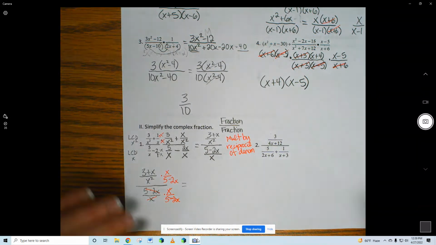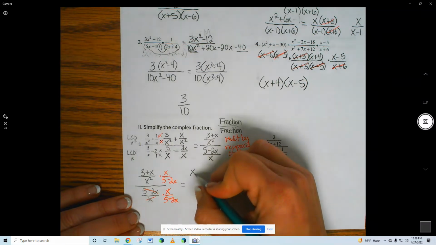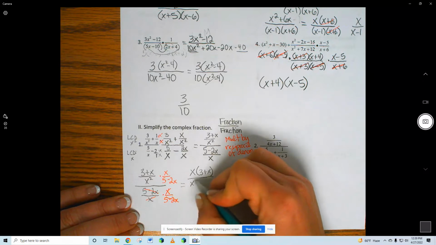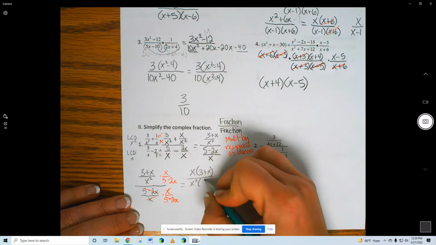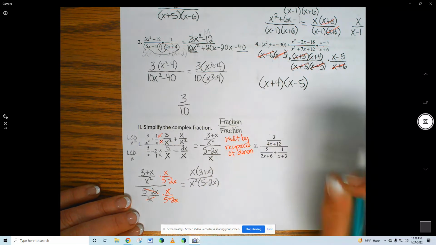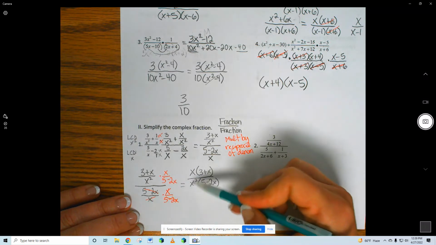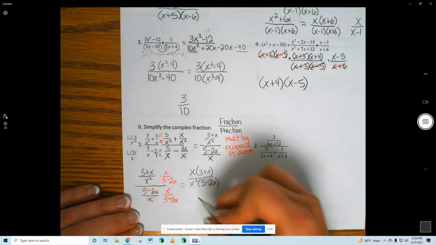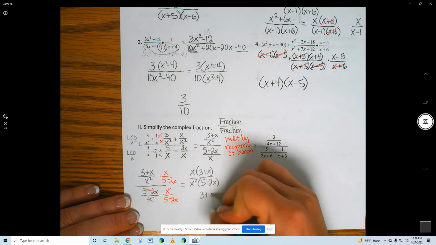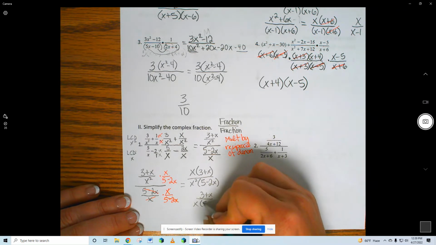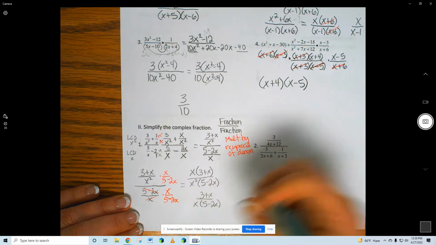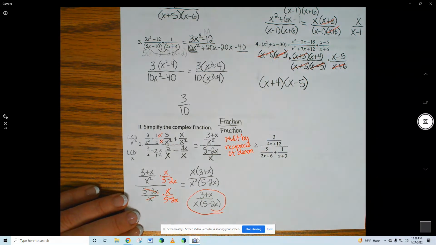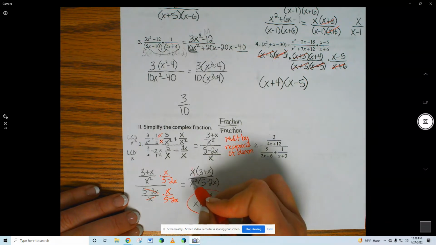My numerator is going to be x times 3 plus x, I'll distribute in a second, over x squared times 5 minus 2x. Well, if you look, I can simplify that right away. Just 3 plus x on top over x, 5 minus 2x. And there's nothing else you can do. This is your final answer. So I simplified this.